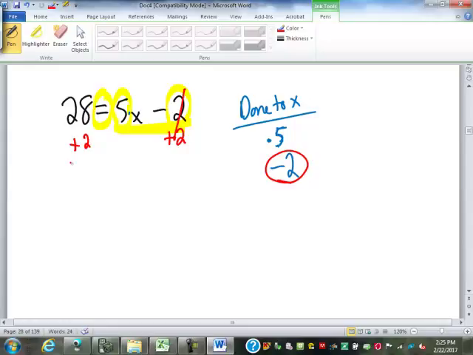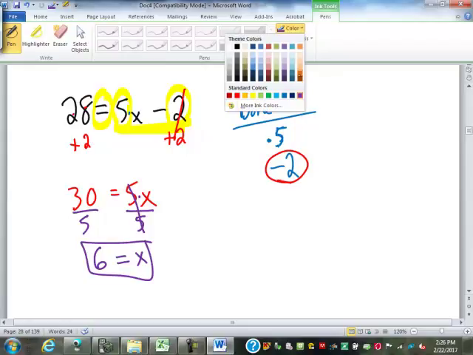We have to make sure we do the same thing on the other side of the equal sign. 28 plus 2 is 30. On the right side, we've got rid of the subtracting 2, so all we have left is 5x. And now what do we have to do? Not subtract, but divide by. There we go. The 5 multiplies the x, so we're going to divide by 5. So that 5 is gone, leaving us with x on that side. 30 divided by 5 is 6.